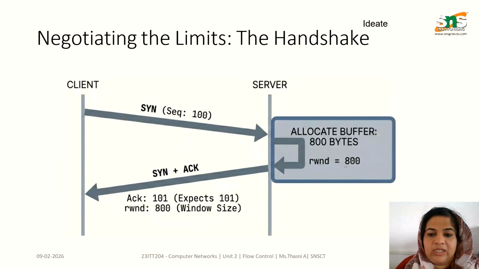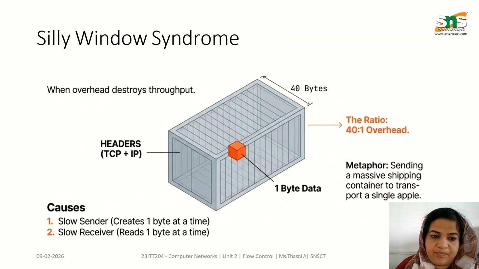Next, we negotiate the limits through a handshake. From the client side, we send a SYN to the receiver, and it allocates the buffer, how much it should retain, and then it sends the acknowledgement plus SYN to the sender. So the acknowledgement expects 101 and the window will be 800, the window size.